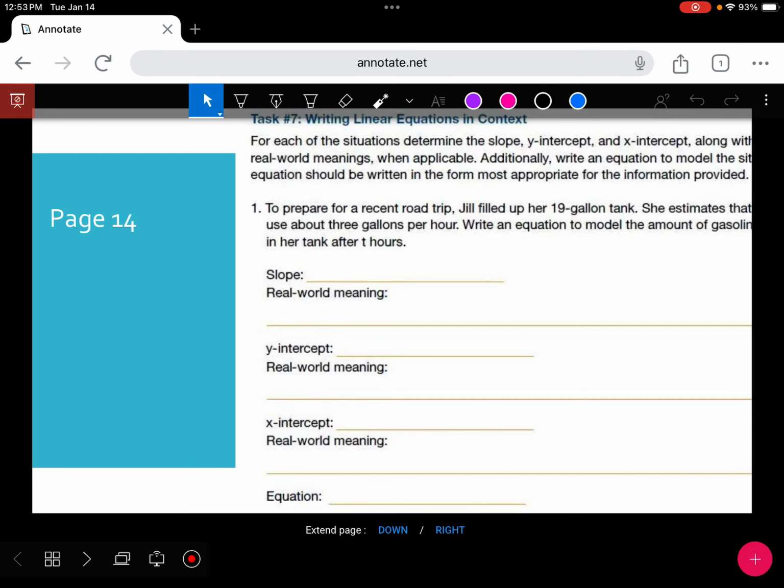All right. So we're going to be doing a lot of looking at stories and finding things and putting them in context. A lot of this chapter is putting it in context. So not just being able to read the equation or find the equation or write the equation, but to know what it means.